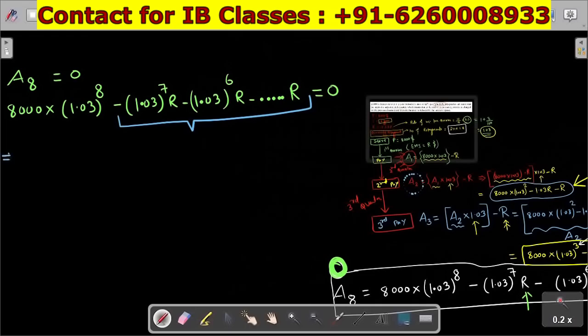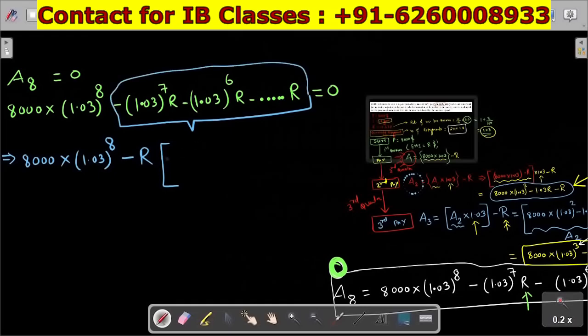So what we will do, we will write this as it is, 8,000 into 1.03 raised to power 8, minus, I am taking r common from this part. So what we will get? We will get 1.03 raised to power 7. Now it will become plus because I have taken minus here, and this will become 1.03 raised to power 6 plus so on dot dot dot plus 1 should be equal to 0, right?